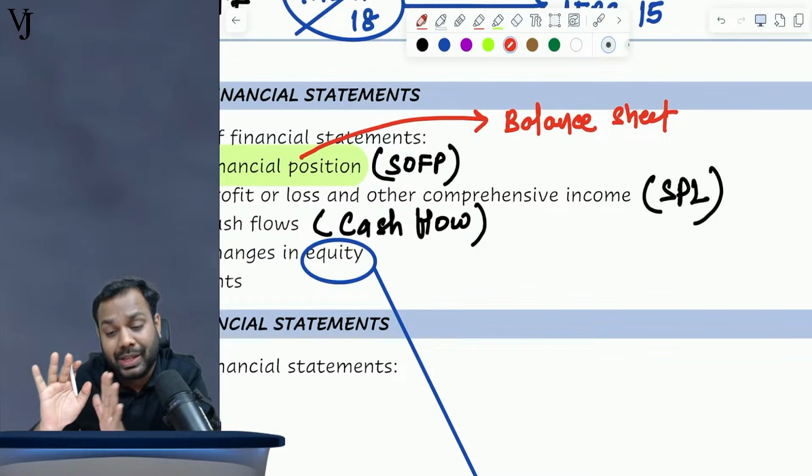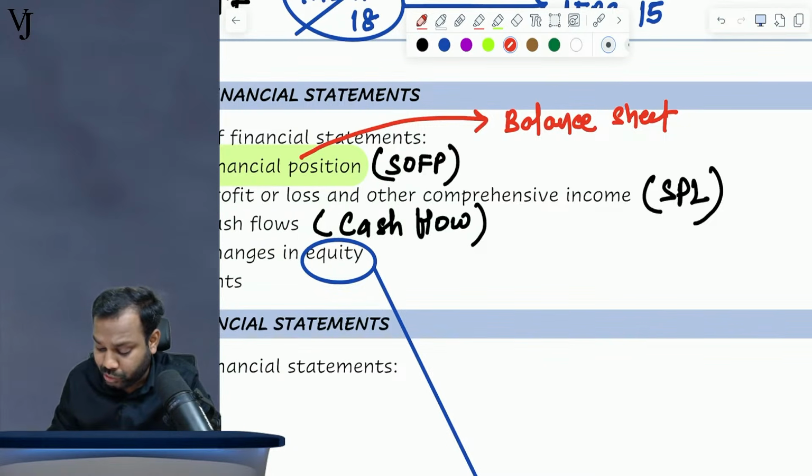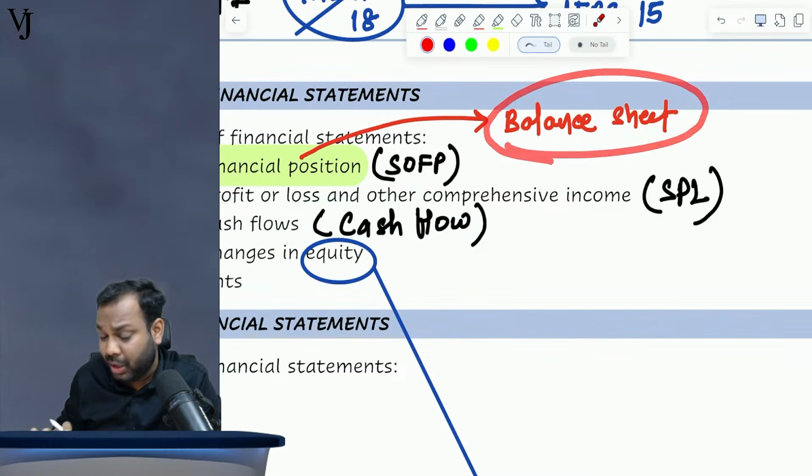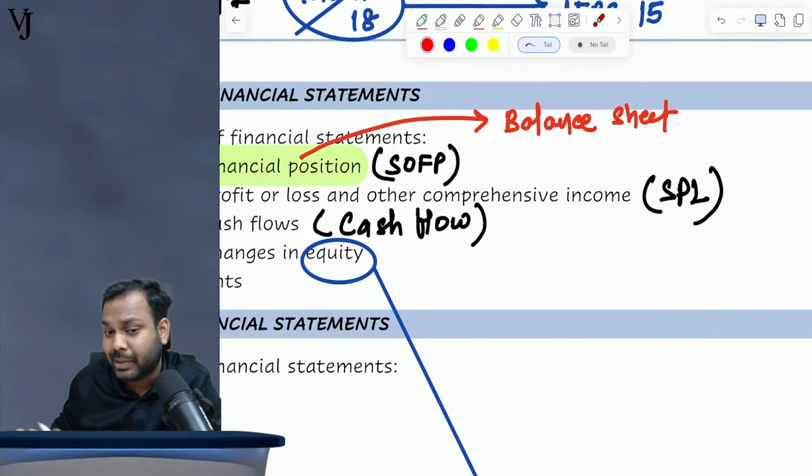Just to make things relatable, I used the term balance sheet. But going forward, we will not use this term. We will say SOFP, statement of financial position.